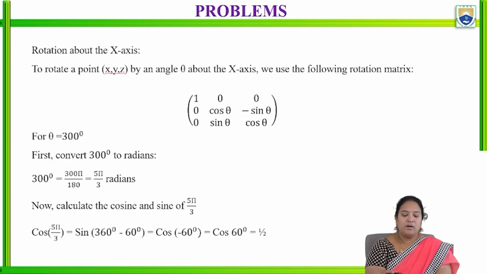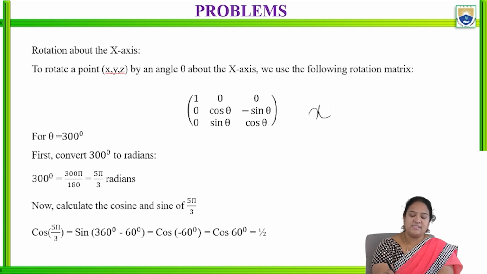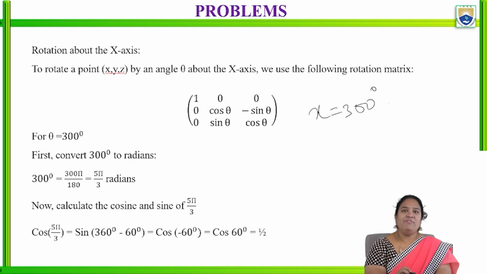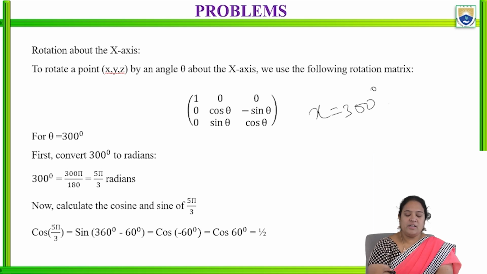Now, we are told that the x-axis is rotating at a particular angle, that is, 300 degrees. So when we come across the rotation about an axis, we write the rotational matrix, which we have seen in module 2. As per the rotational matrix, the constraint is 1, 0, 0; 0, cos theta, minus sin theta; 0, sin theta, cos theta. This is the matrix which we will be getting.